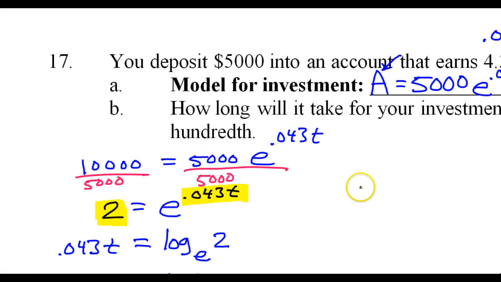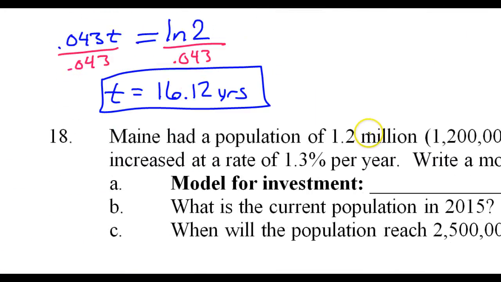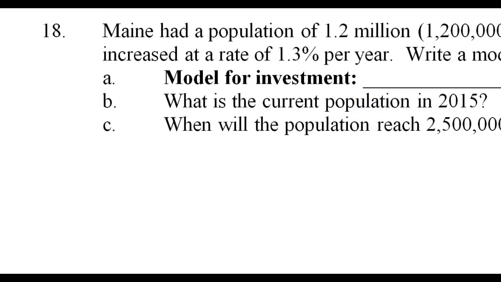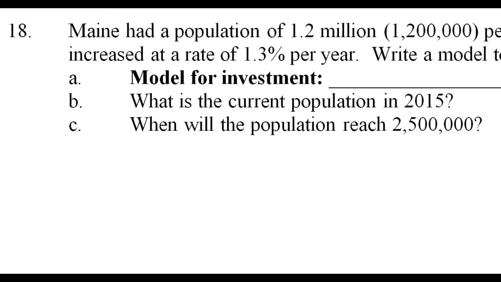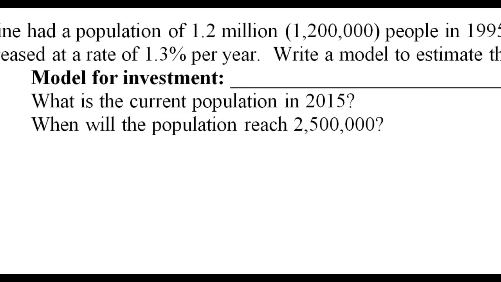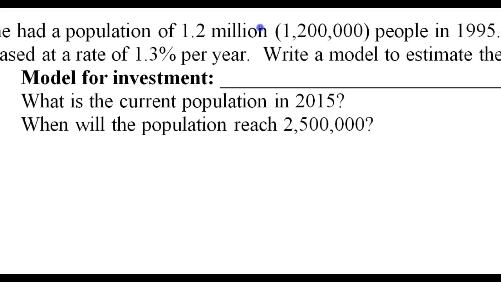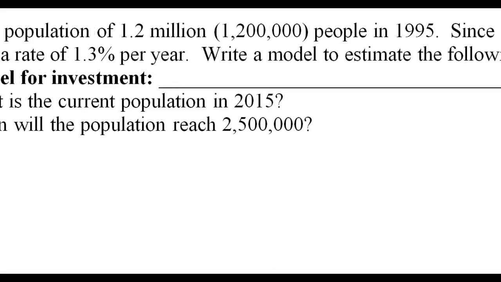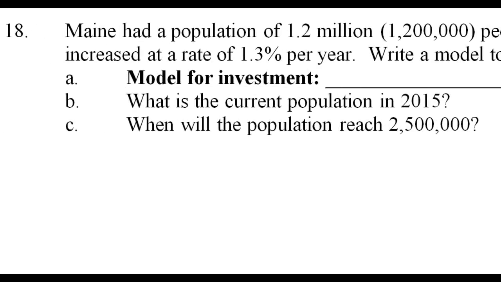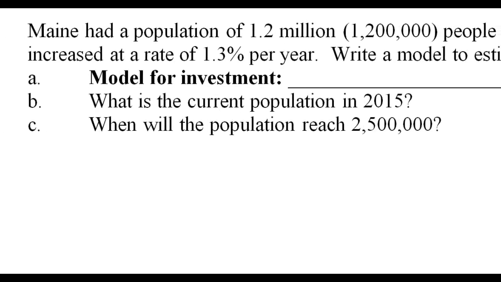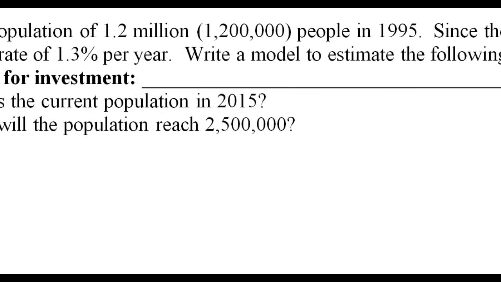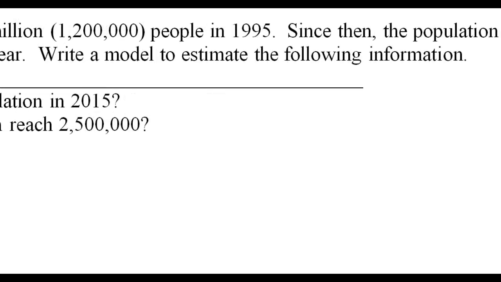Okay, so that is it for number 17. Now, number 18. Maine had a population of 1.2 million, which is 1,200,000 people in 1995. Since then, the population has increased at a rate of 1.3% each year. Write a model to estimate the following information.